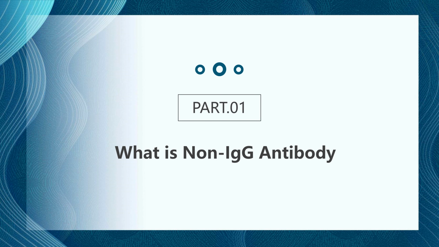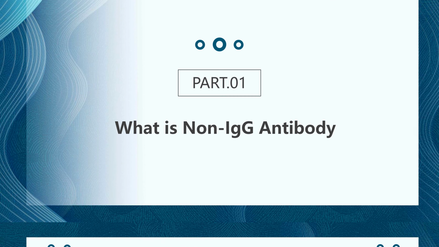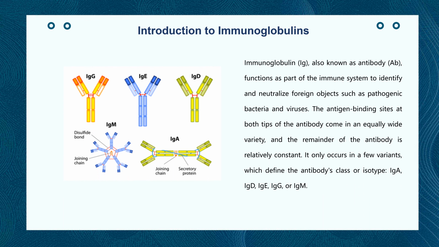Part 1. What is non-IgG antibody? Immunoglobulin, Ig, also known as antibody, functions as part of the immune system to identify and neutralize foreign objects such as pathogenic bacteria and viruses. To allow the immune system to recognize millions of different antigens, the antigen binding sites at both tips of the antibody come in an equally wide variety. In contrast, the remainder of the antibody is relatively constant.